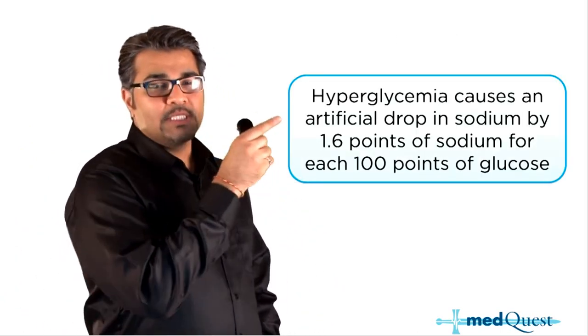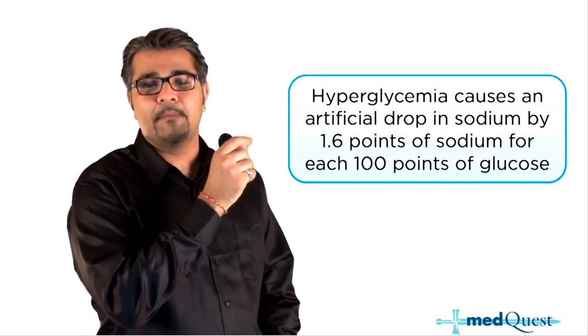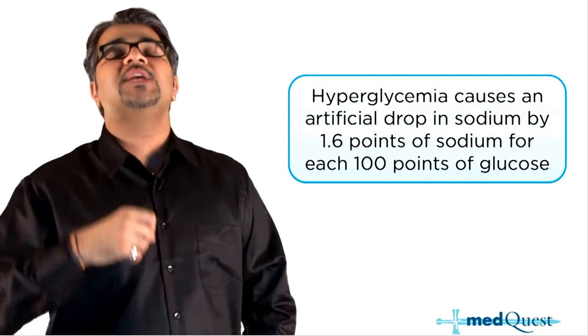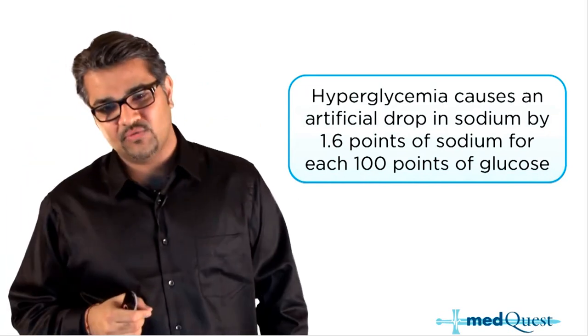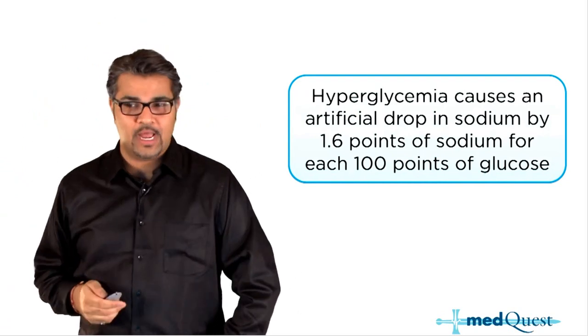Again, I want to point this little point out right over here. Hyperglycemia causes an artificial drop in sodium by 1.6 points of sodium for each 100 points of glucose. That's right. Sodium is going to drop by 1.6 for every 100 points of glucose you're high.